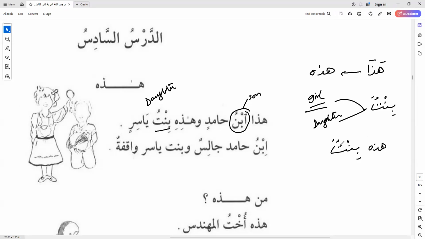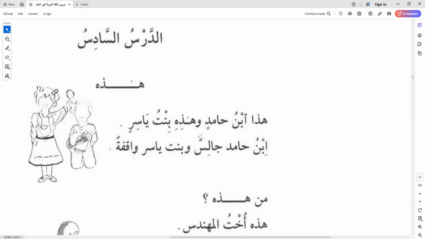But if you add a relationship like Hamidun, then you have to say Hamidin, and then you raise one Dhamma here. Then it becomes hadhihi bintu Hamid. This is the daughter of Hamid. Hadha bnu Hamidin. This is the son of Hamid. وهذه بنت ياسر. This is the daughter of Yasir.